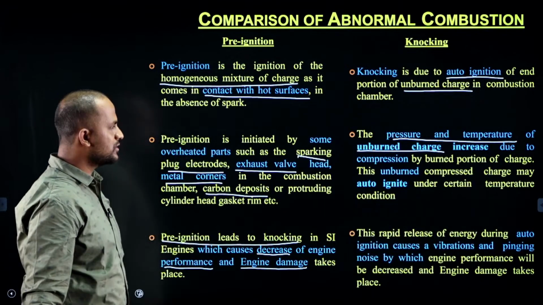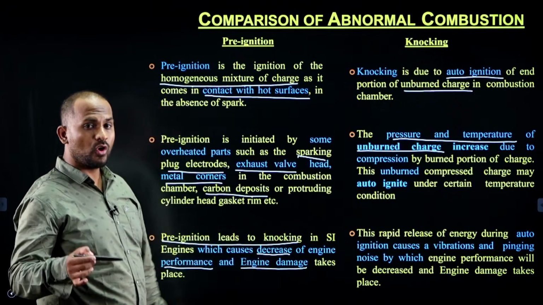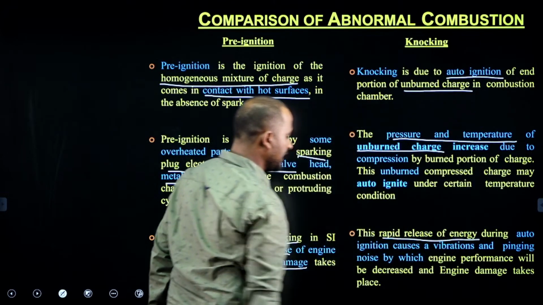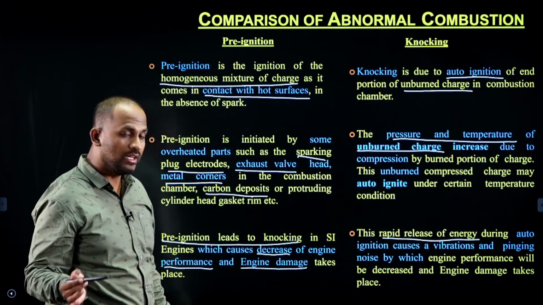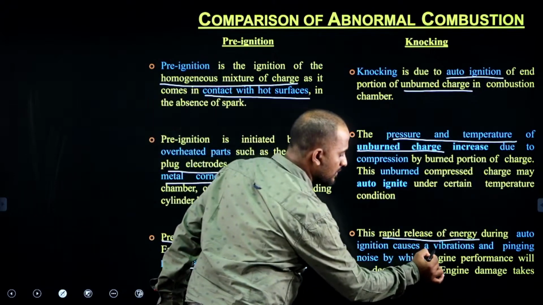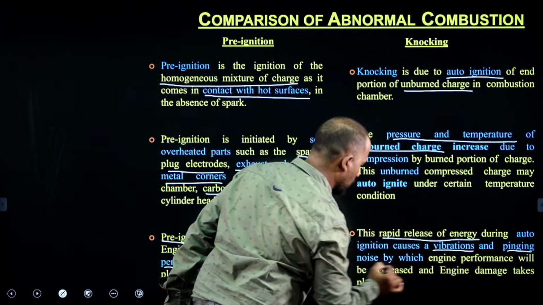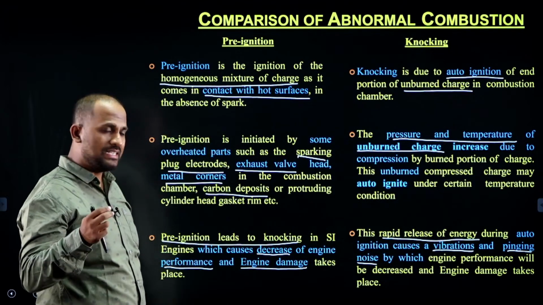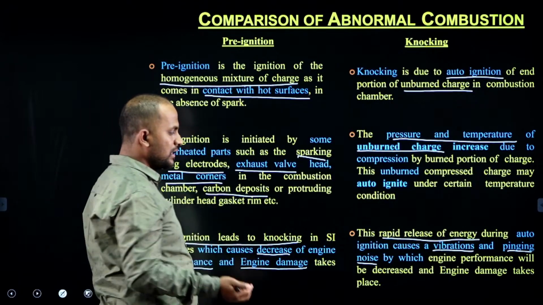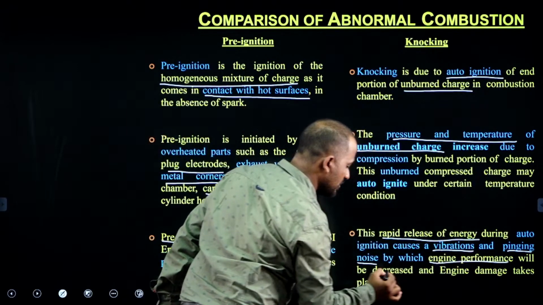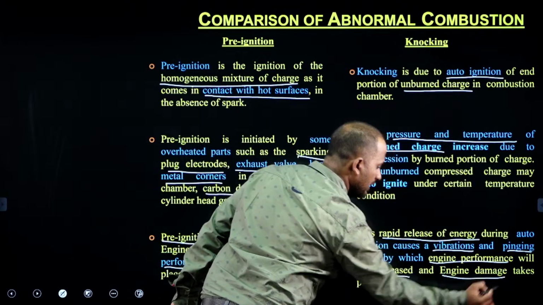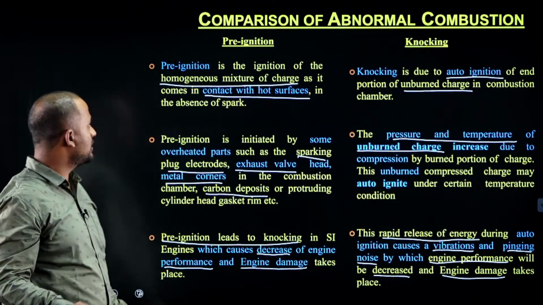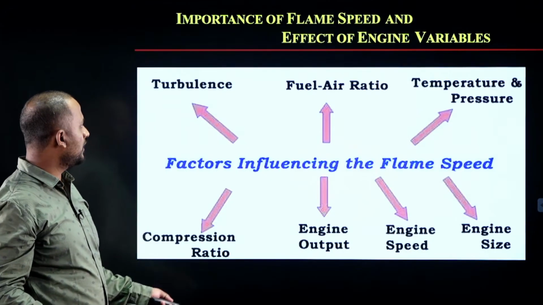Whereas here in the case of knocking, a rapid release of energy takes place because of the auto ignition, which creates vibrations and a pinging noise in the combustion chamber, by which the engine performance will be decreased and engine damage takes place. These are the differences between the pre-ignition and the knocking.